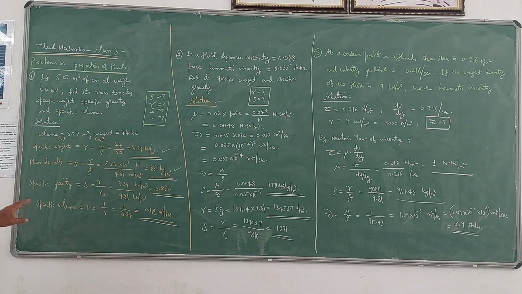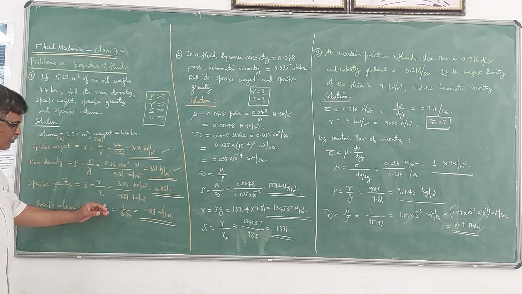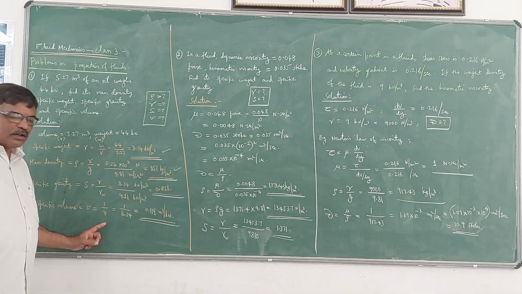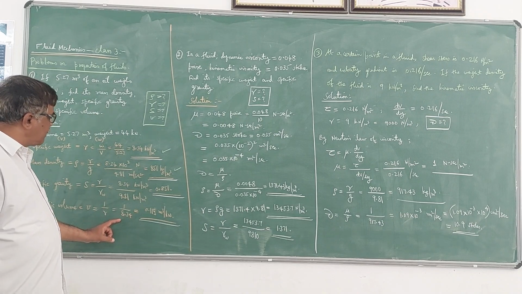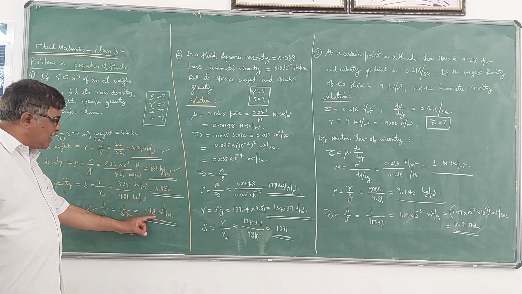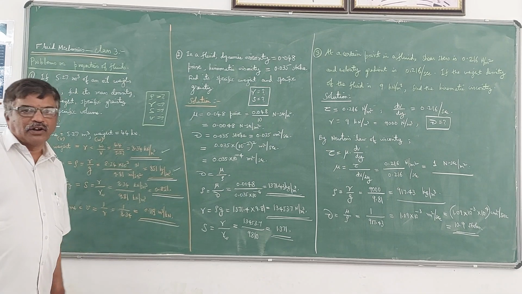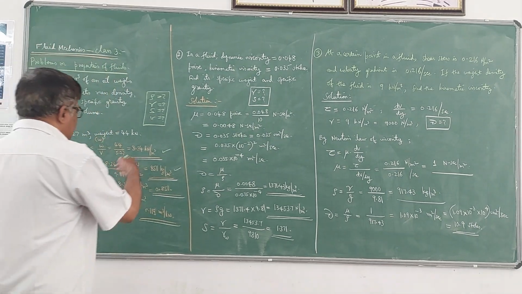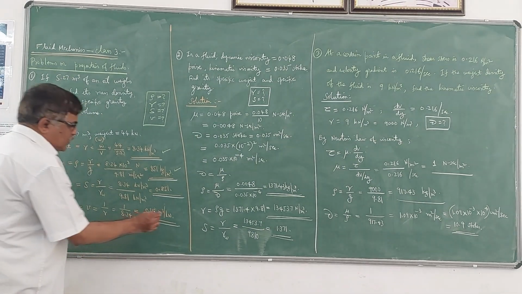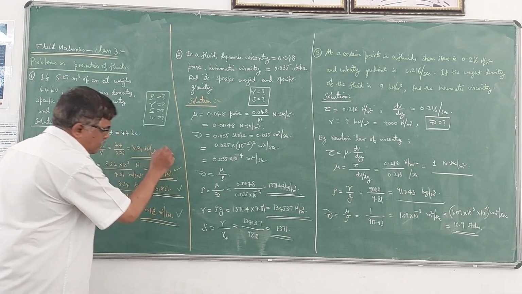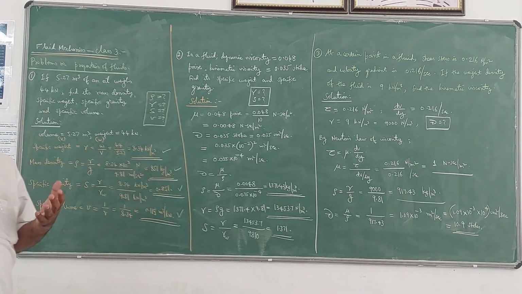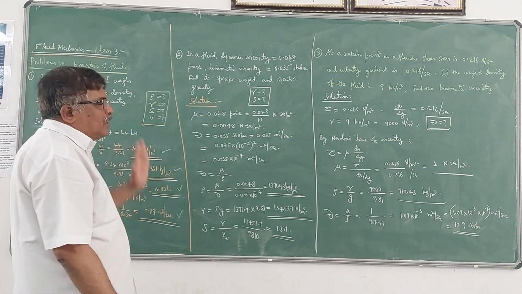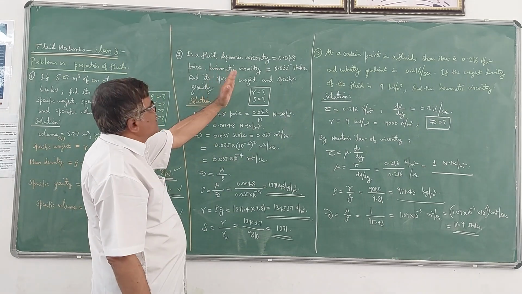Next, specific volume V is the reciprocal of the specific weight, that is 1 by gamma, which is 1 by 8.34, which is 0.119 meter cube per kilonewton. So the unit also will be the reciprocal of the unit of gamma. This is how we can find out the basic properties just by knowing weight and volume of a particular fluid. Now the second problem.